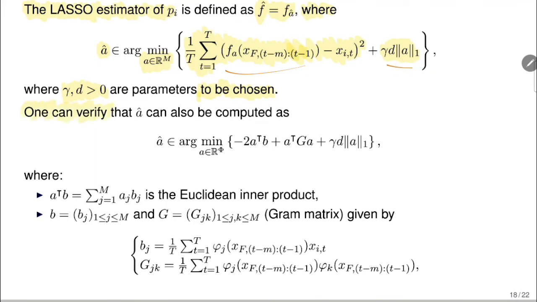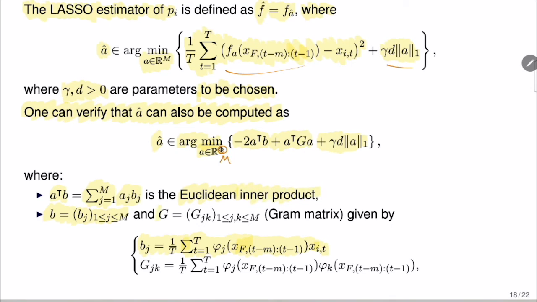One can verify that a hat, as I defined, can be computed as the argmin over A in R^M of minus 2 A transpose B plus A transpose G A plus gamma D times the L1 norm of A, where B is an M-dimensional vector given by 1 over T, sum over small t going from 1 to T of phi_j of the corresponding configuration x_F from time t minus m to time t minus 1 times x_i(t). A transpose B is just the sum over j from 1 to M of a_j times b_j, so this is the Euclidean inner product.